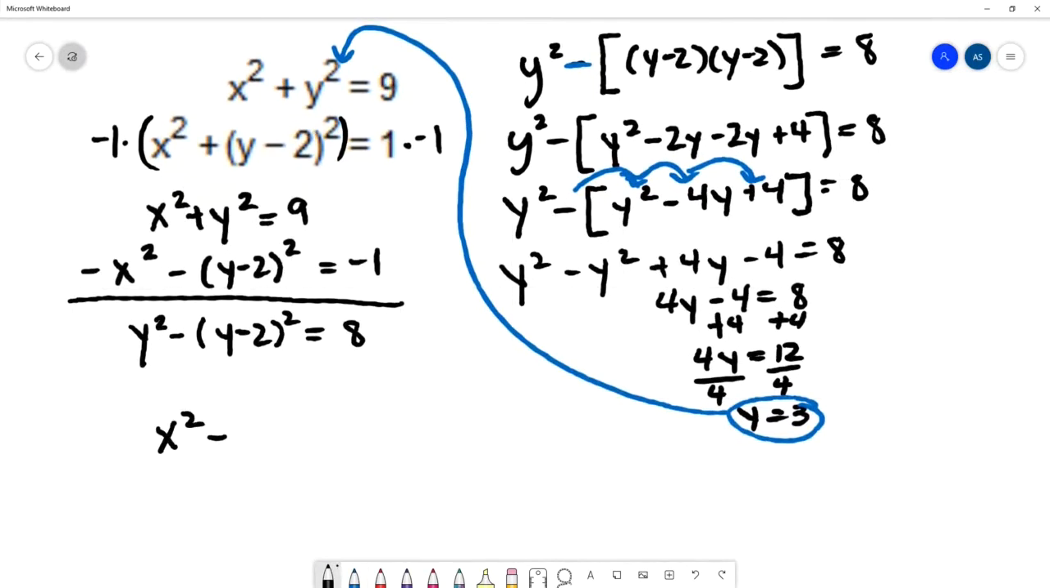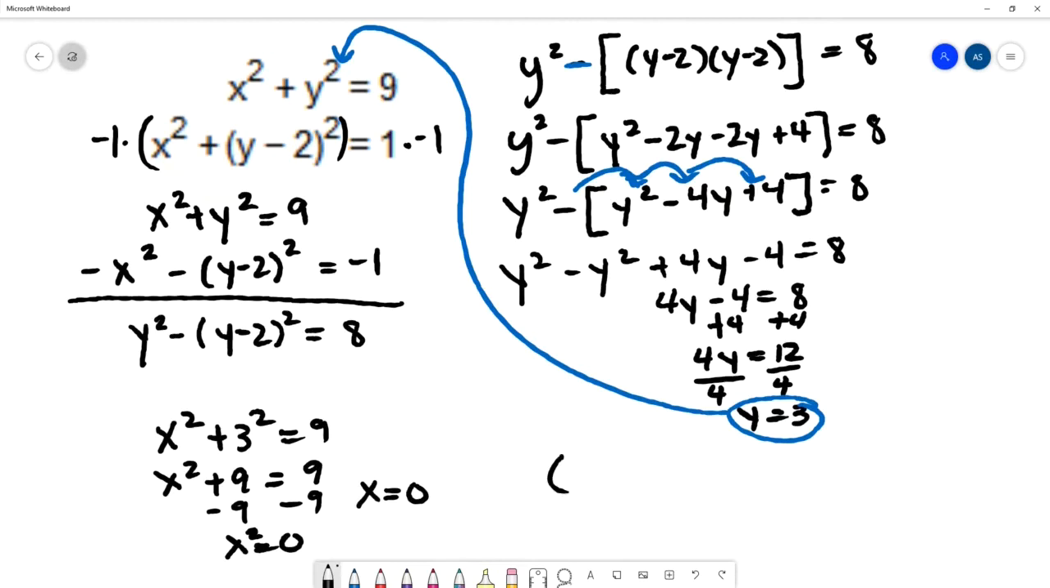X squared plus 3 squared equals 9. X squared plus 9 equals 9. Subtract 9 and x squared equals 0. And we get x equals 0. So once again, we get the same solution, 0, 3, using the elimination method.